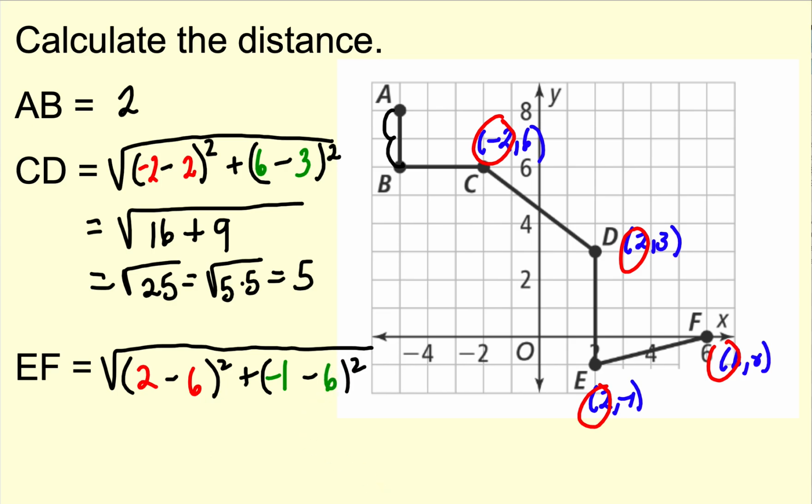And now I'm going to just use my algebra skills. This is going to be a -4. -4 squared is a positive answer, that's 16. This is going to be -7. -7 squared will be a positive answer, 49. And then this will be the square root of 65. Now 65 cannot be simplified anymore because 65 divided by 5 is 13, and that is not a perfect square.